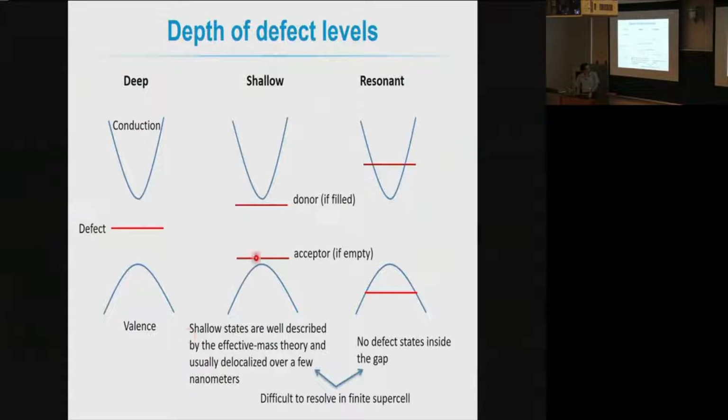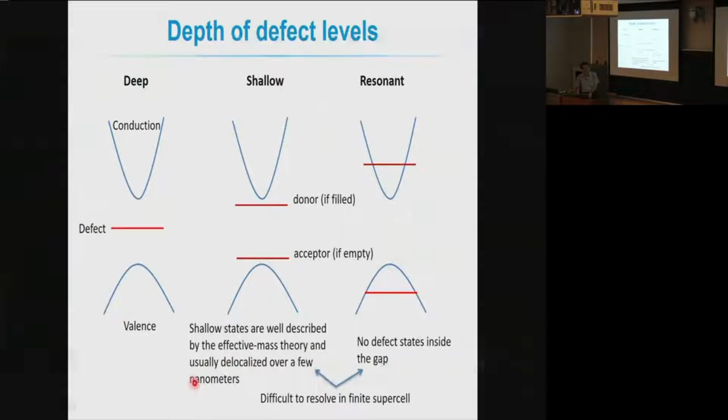Sometimes the defect levels are resonant. I mean, they are well inside the conduction or valence band, so they do not appear within the band gap. We call this case resonant with the delocalized conduction or valence band. But the problem is that in these two cases, technically, it is quite difficult to resolve. We will come back to this point later, because when you use the small spot set, the shallow states are well described by the so-called effective mass theory.